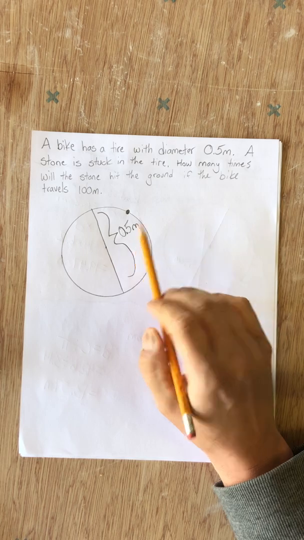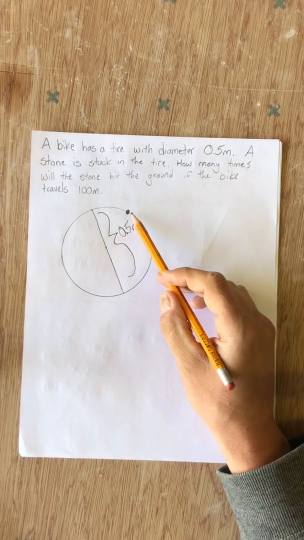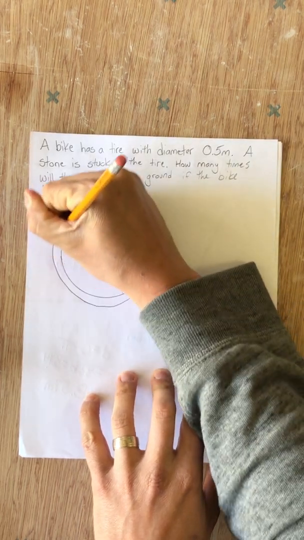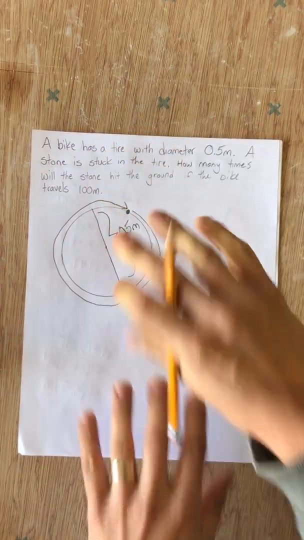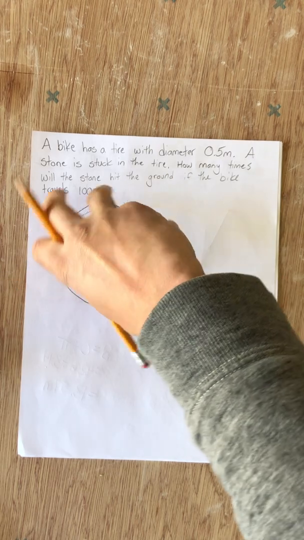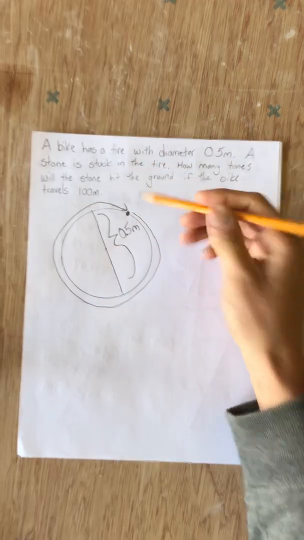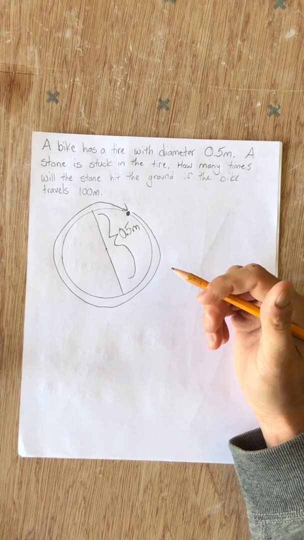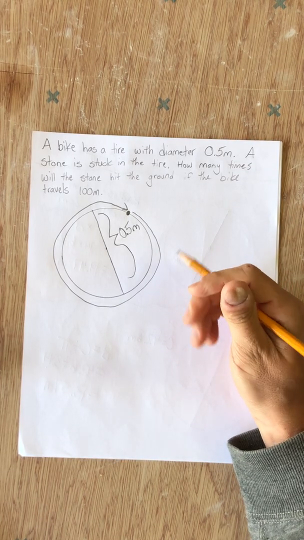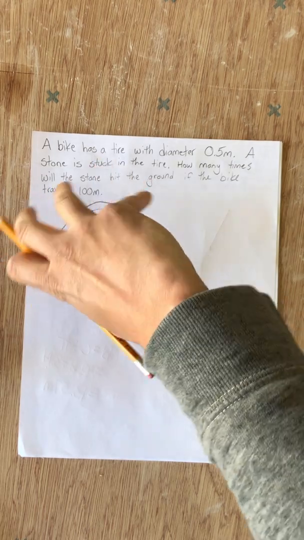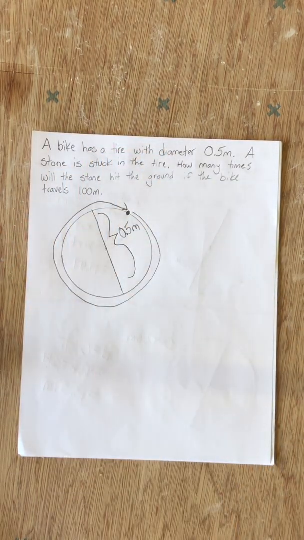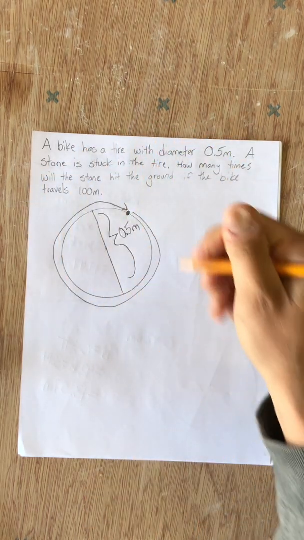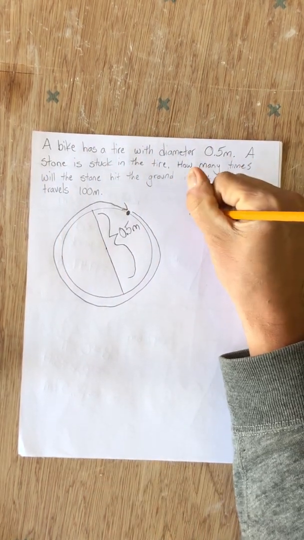This stone is going to hit the ground every time our tire travels the distance of the circumference. Every time our tire does one full turn, that stone is going to hit the ground. So we need to find out how often our tire makes a full turn. That full turn is this distance around the outside, our circumference. So again, we're going to find the circumference.